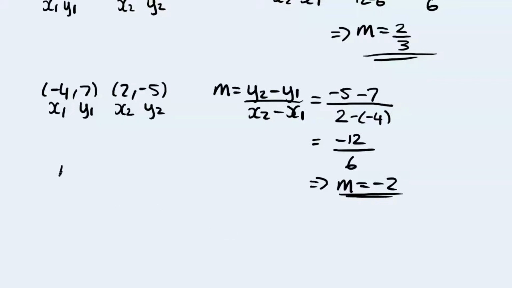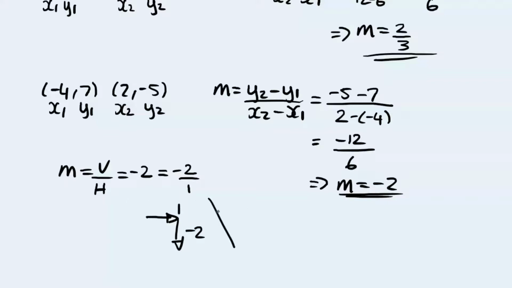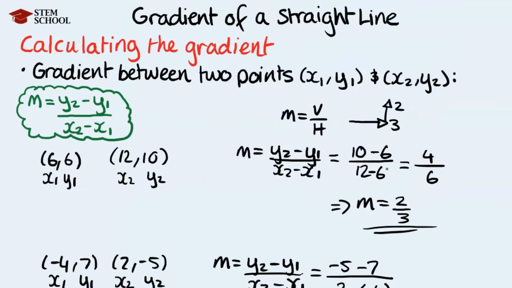So what does that mean? So m is equal to vertical over horizontal. So if we have a gradient of -2, okay, this is the same as writing -2 over 1, okay, as a top-heavy fraction. So if you think about it, we're going to go across 1 unit, but we're going to go down 2 units, okay? So what we have is a downward slope, okay, because we have a negative gradient. And then the first example was a positive gradient of 2/3, okay?